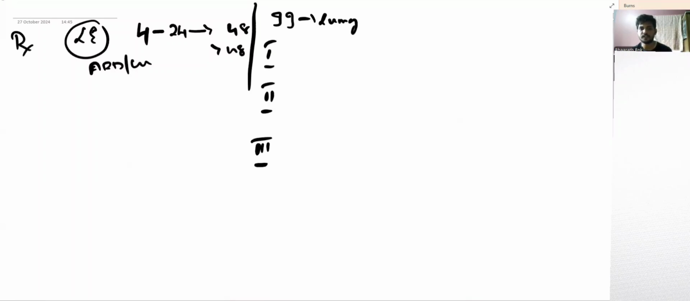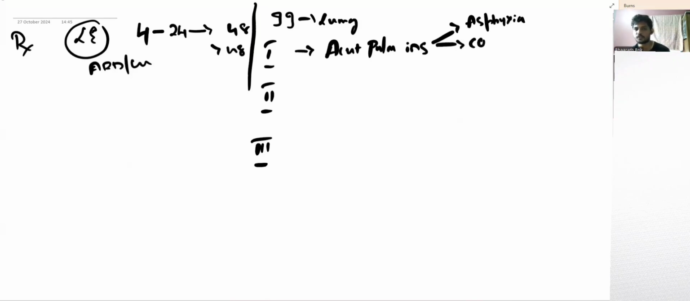In the first stage, there is a stage of acute pulmonary insufficiency, right? So in acute pulmonary insufficiency, there can be asphyxia. Asphyxia is the most common immediate cause of death. And there is carbon monoxide poisoning or hydrogen cyanide poisoning, metabolic poisoning, and then there is laryngeal edema. So these patients develop it within 4 to 24 hours.